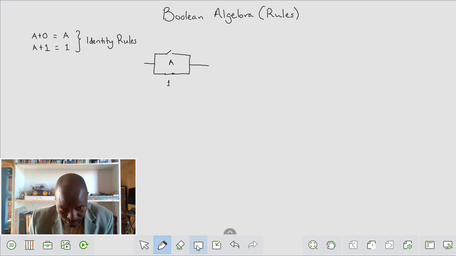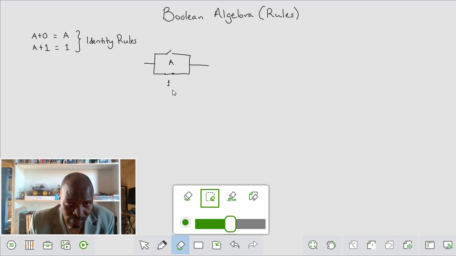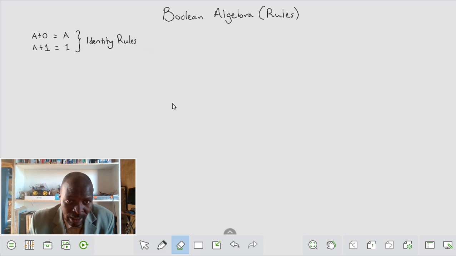Now, I can remove that and go to other rules. These are the identity rules for OR, but I'm not done with the identity rules. We also have identity rules for AND. It's still the same: A and 0, A and 1.